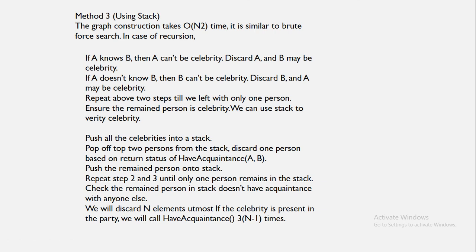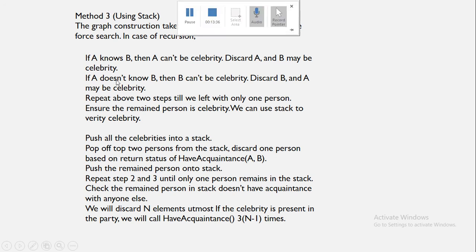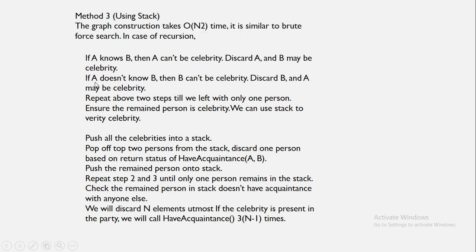If A doesn't know B, then B can be the celebrity. So if A doesn't know B, then B cannot be the celebrity. Disregard B, and A may be the celebrity. So let us just repeat that.